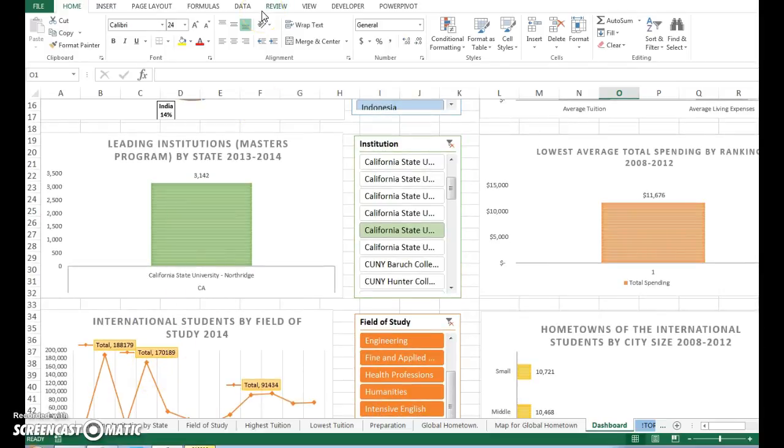The second chart displays the leading institutions which international students would like to choose for pursuing their master's degree. The schools with the most international students range from top universities such as California State University in Northridge. As you can see from this list, Brooke College ranked 8th in 2013 to 2014. Among these leading institutions, international students prefer to study in the top 2 popular states, which are California and New York, due to their strong economies and high-ranked institutions.